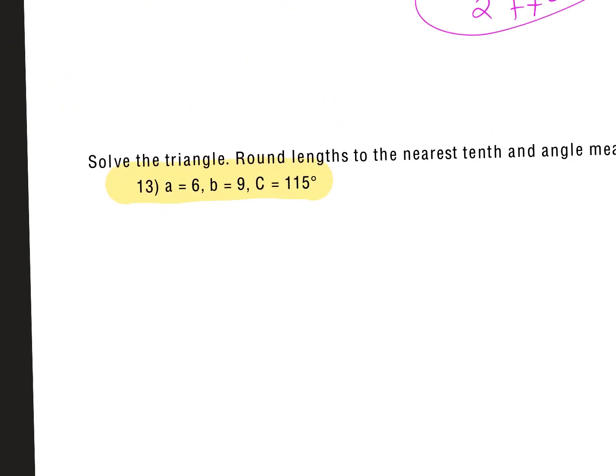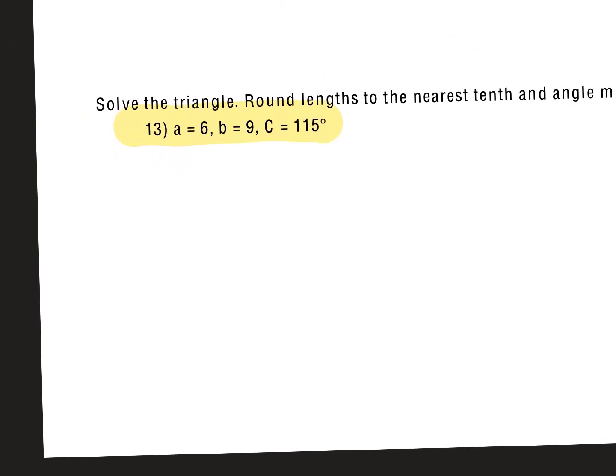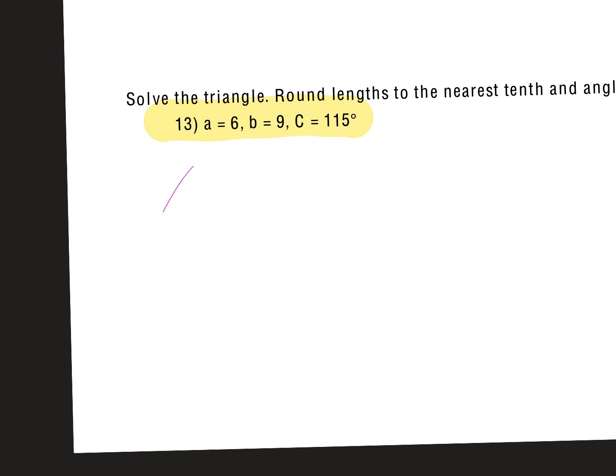All right, again, your problem will say using the law of sines, using the law of cosines. I understand it doesn't here, but we can figure this out. I have A, I have B, and I have C. They gave me side A is 6, side B is 9, and angle C is 115 degrees. Can I use the law of sines to solve anything right here? No. I have to have a side length and its corresponding angle measure. I don't have that.